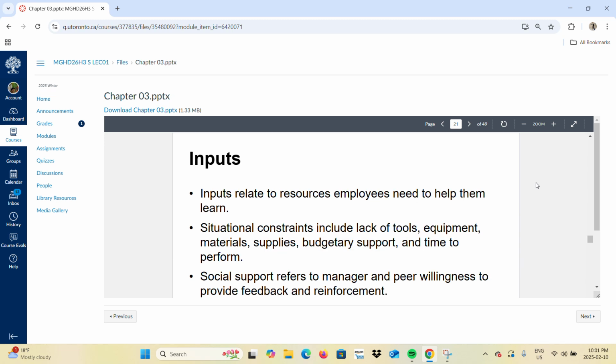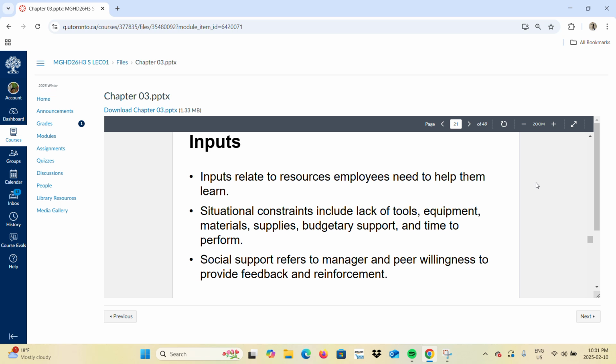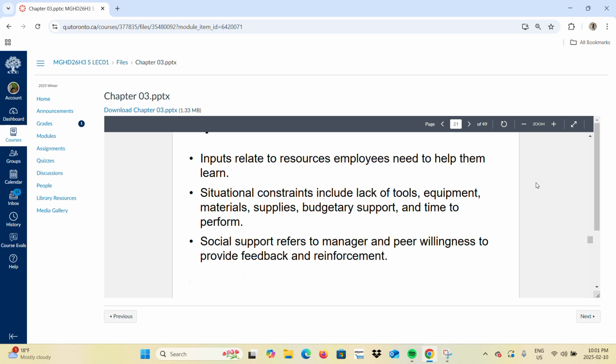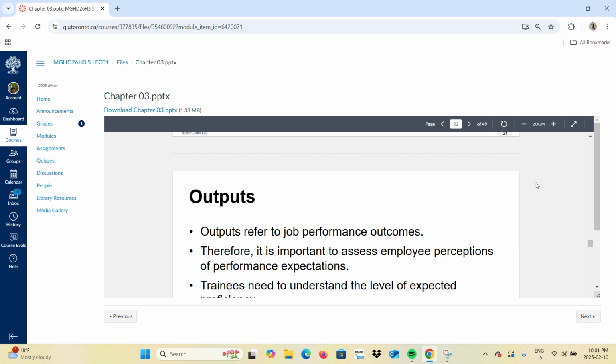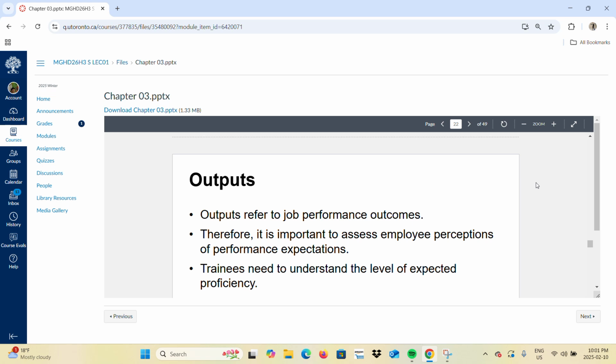Now, look at the input. Input is simply the resources that employees need to help them learn. Situational constraints include lack of tools, equipment, materials, supplies, budgetary support, and time to perform. Social support refers to the manager and peer willingness to provide feedback and reinforcement. Outputs are the job performance outcomes. Therefore, it is important to assess employee perceptions of performance expectations. Trainees need to understand the level of expected proficiency.